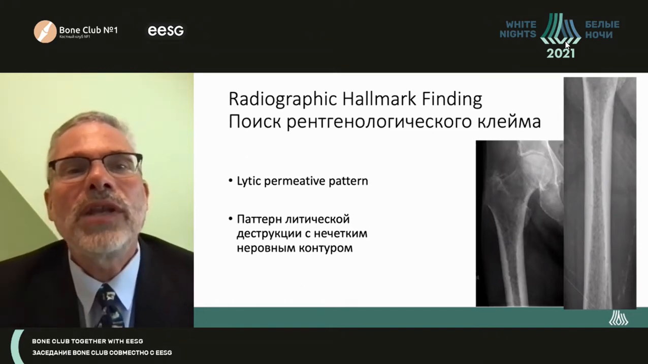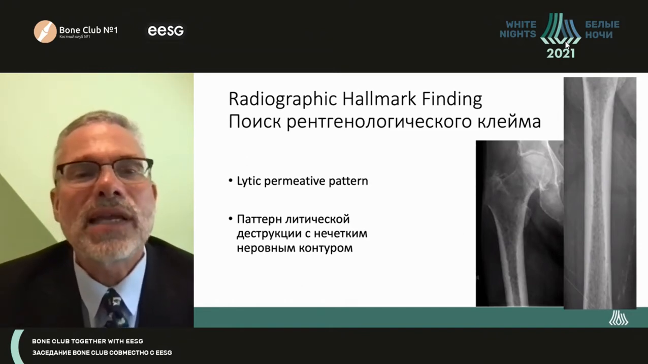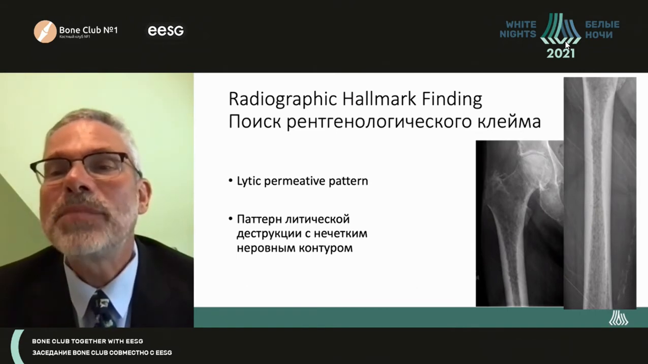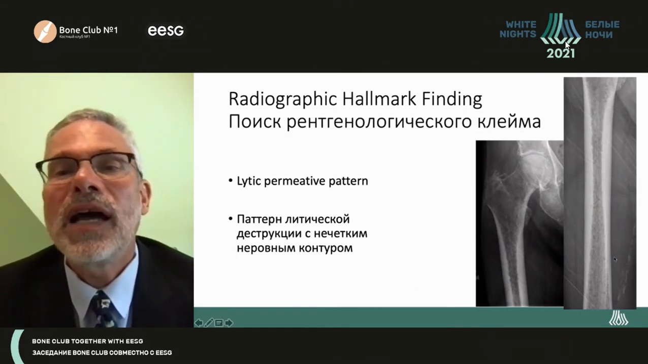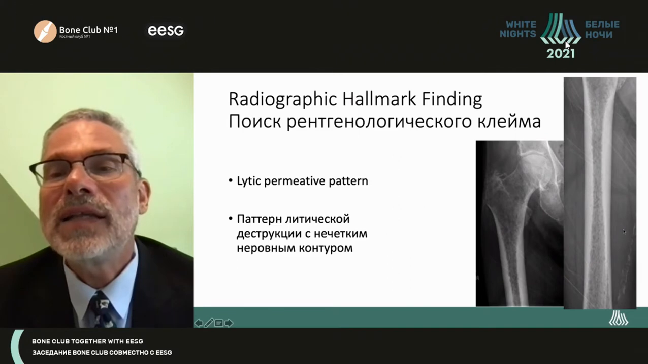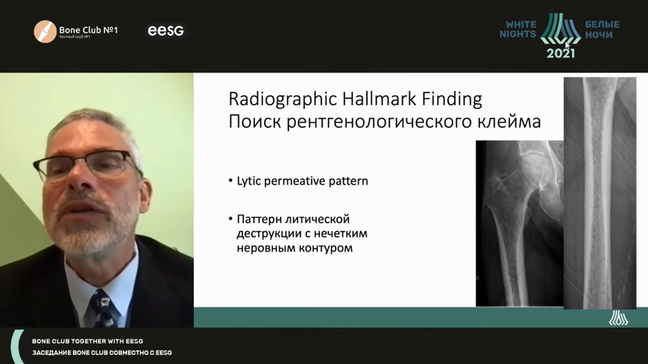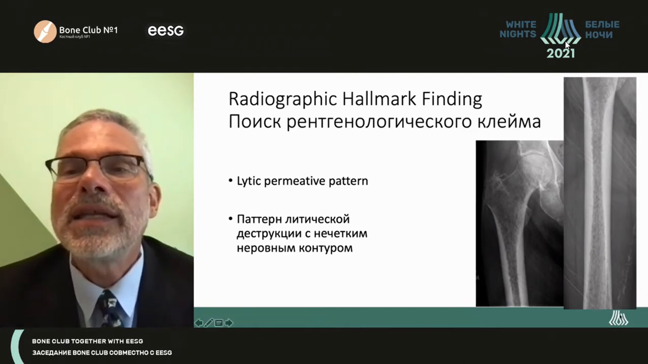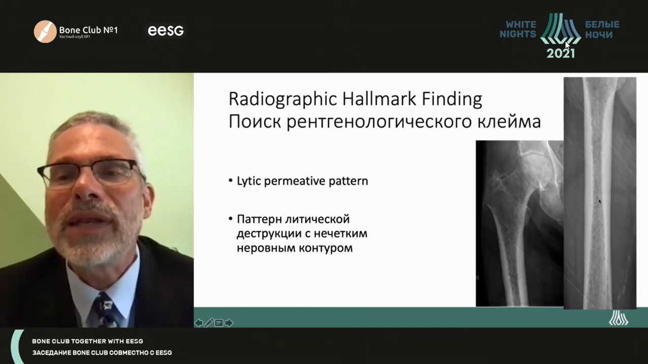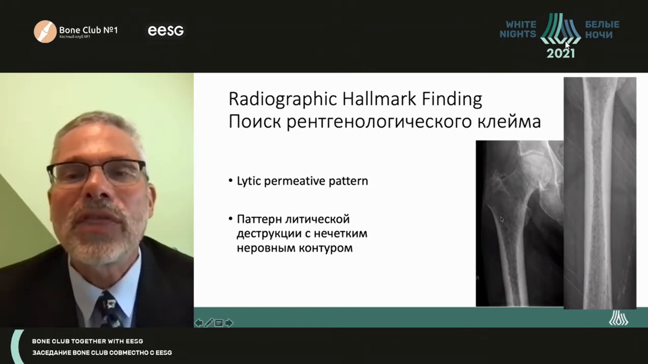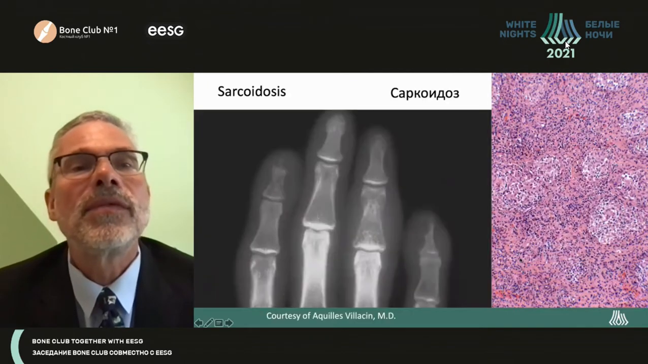So the hallmark radiographic finding of round cell lesions is this lytic permeative pattern that we see. And it's not specific for benign or malignant. It occurs in all round cell lesions. And this is what we look for. When the lytic permeative pattern, these holes need to be small. When the holes are very large or larger, then we start thinking of vascular lesions.